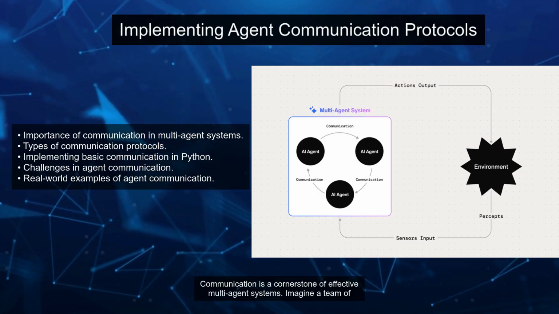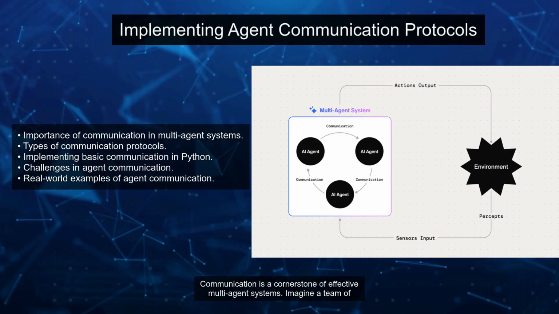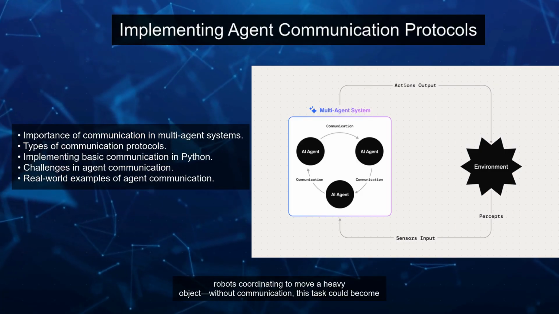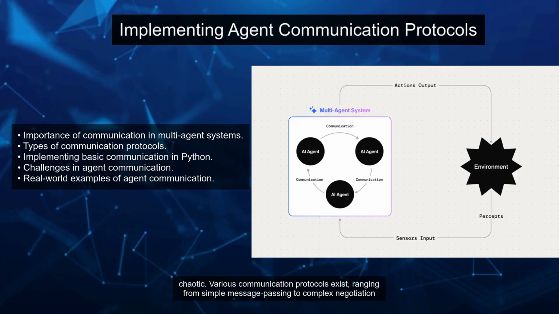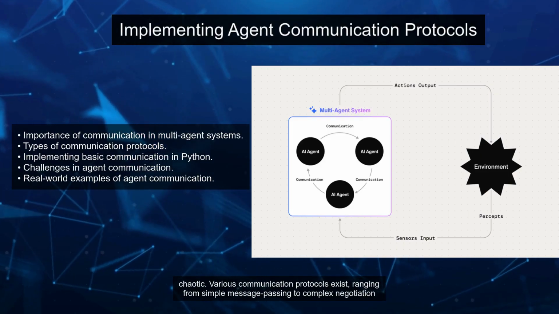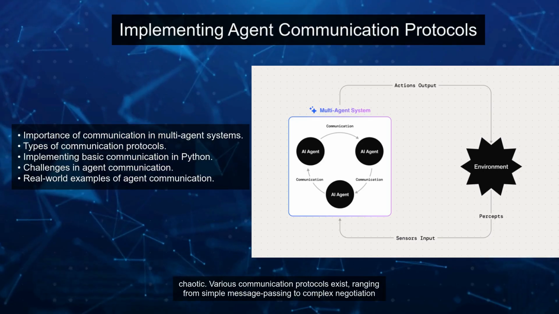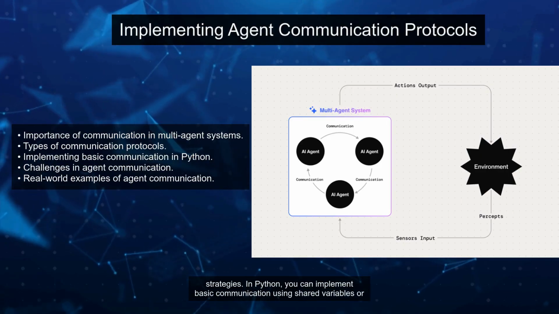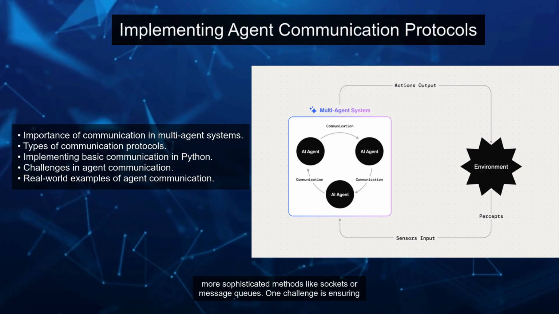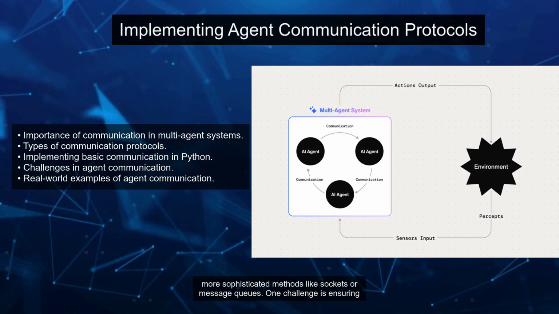Communication is a cornerstone of effective multi-agent systems. Imagine a team of robots coordinating to move a heavy object without communication. This task could become chaotic. Various communication protocols exist, ranging from simple message passing to complex negotiation strategies. In Python, you can implement basic communication using shared variables or more sophisticated methods like sockets or message queues.